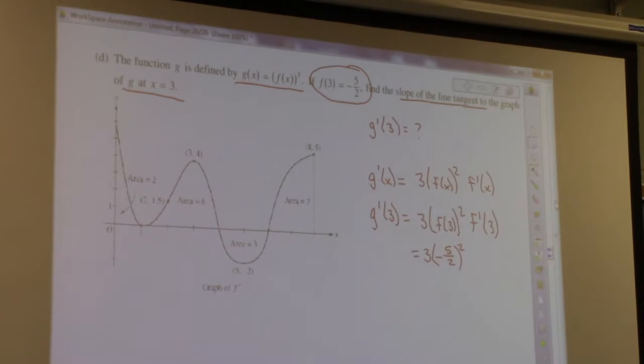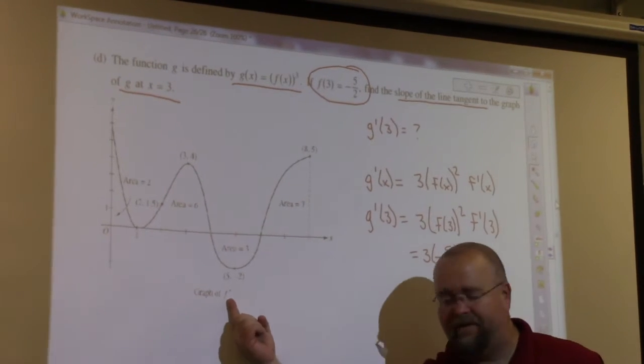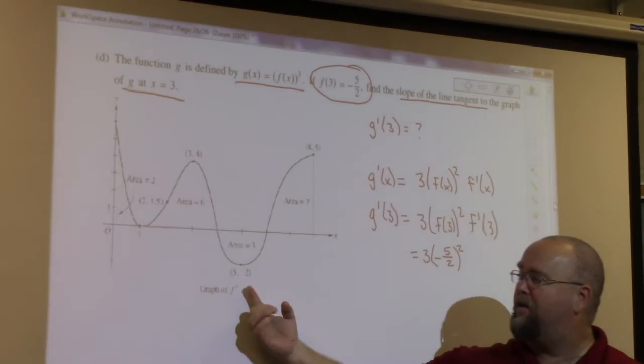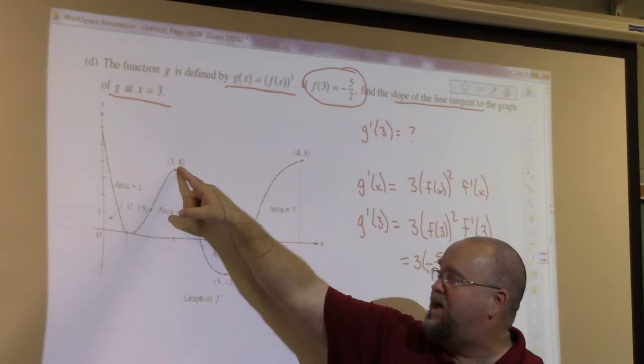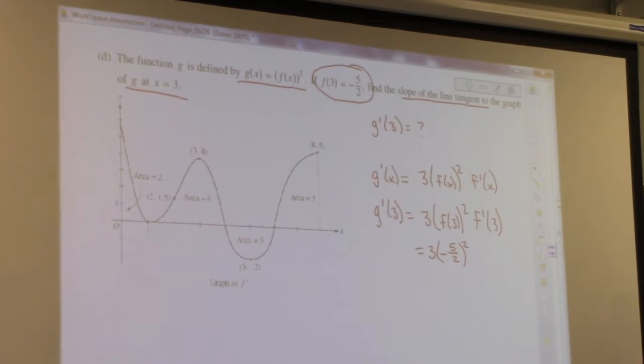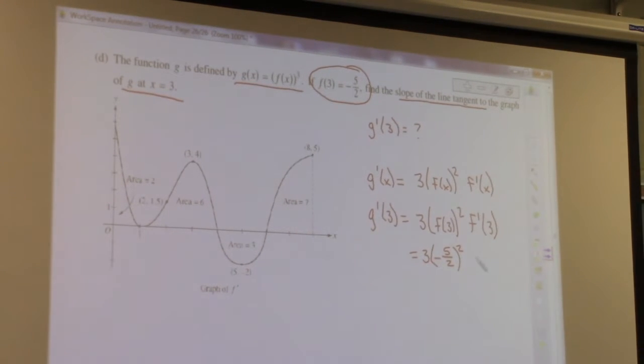Well, what's f prime of 3 here going to be? 4. Very good. All right, don't make that any harder. What is this the graph of? F prime. We want to know the value of f prime at 3. What's the value of that f prime at 3? 4. It's 4. Okay? So we're just going to plug in a 4 right there.